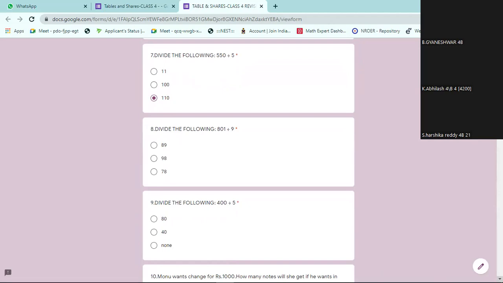Correct. 801 divided by 9. 9 eights are 72, 9 eights are 72, leaving 81. 9 nines are 81. 89 is the answer. Sir, 89 is the answer for the eighth question. Mute yourself.